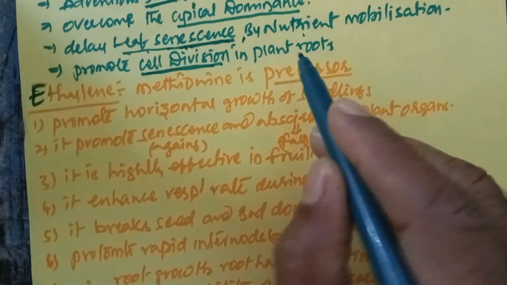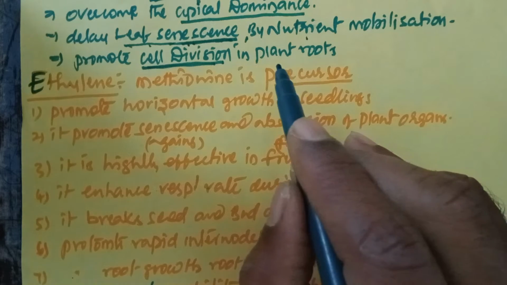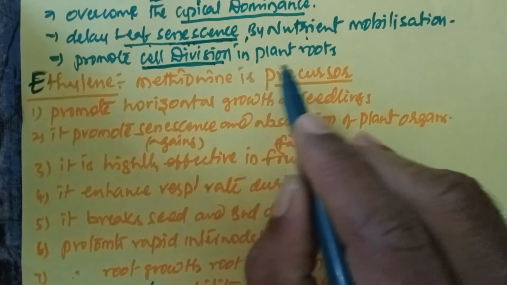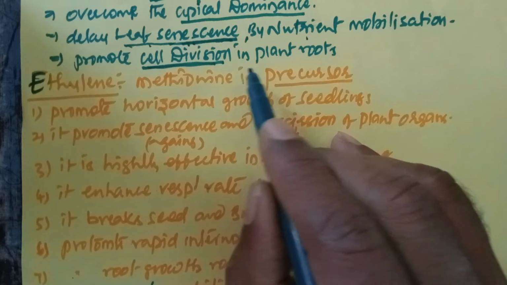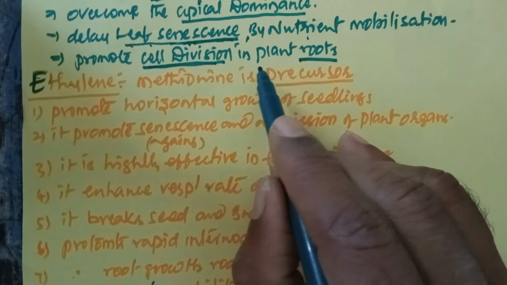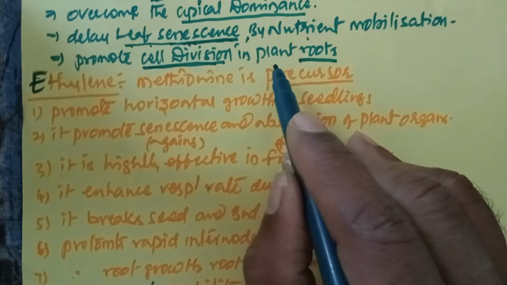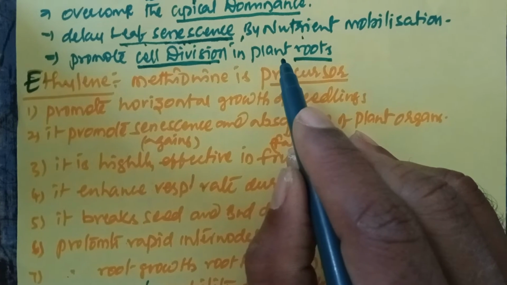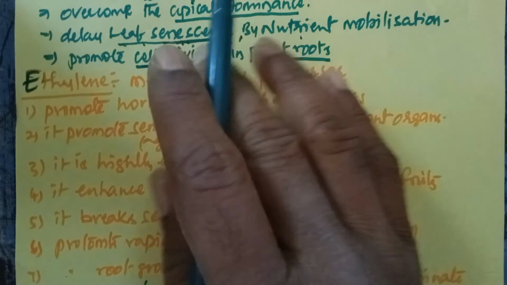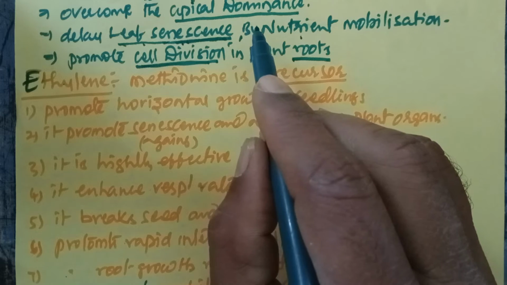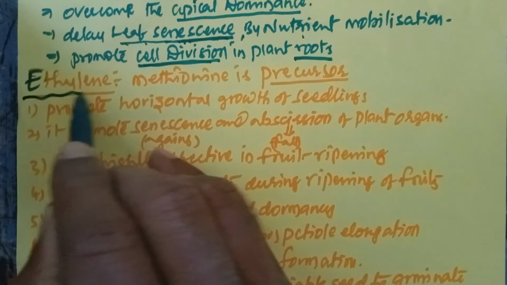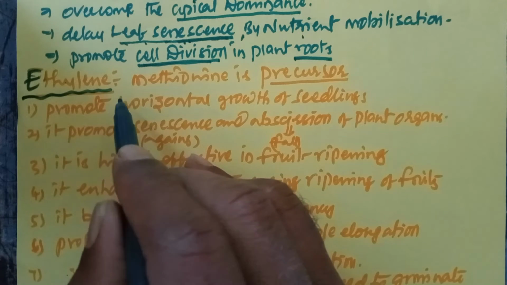The ratio of cytokinins and auxins determines the differentiation of callus. When cytokinins are more, root initiation takes place in callus, and when auxins are in more concentration during the tissue culture process, shoot initiation takes place. So this is about cytokinin, very important. Now come to the second, the last type of hormone, that is ethylene.